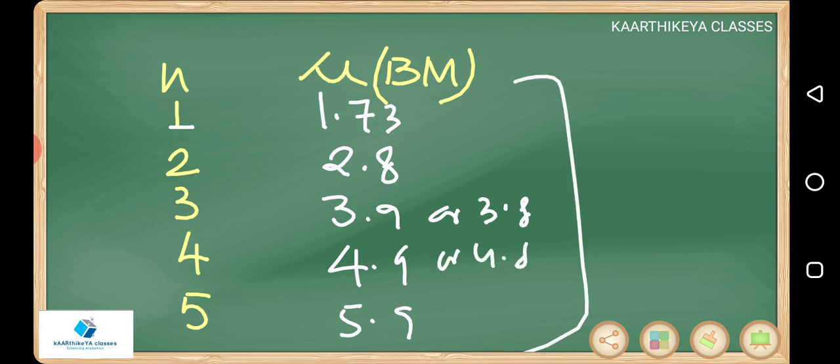So what you need to remember is the shortcut: whatever the magnetic moment value is given, 1 point, 2 point, 3 point, 4 point, that many number of unpaired electrons are there. If the magnetic moment is 4.8, 4 unpaired electrons, 5.9, 5 unpaired electrons, 2.8, 2 unpaired electrons. So this you can directly utilize here.